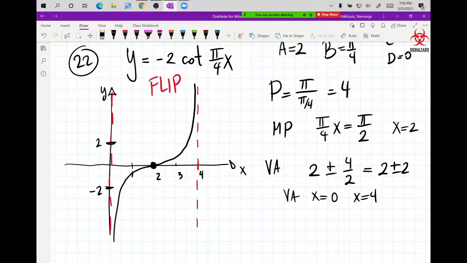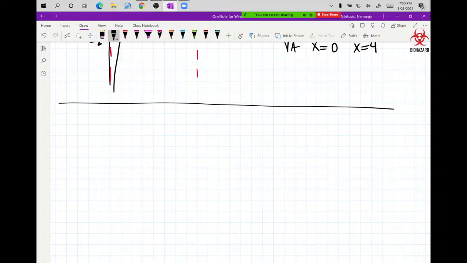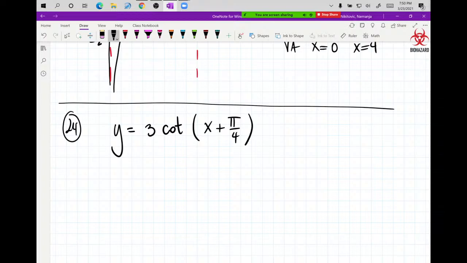All right. So let's have one for you guys to try, and then we can call it for this lecture. Problem 24. y equals 3 cotangent of x plus pi over 4. So that's problem 24. I'm going to mute, and I'll check back with you in a couple of minutes.